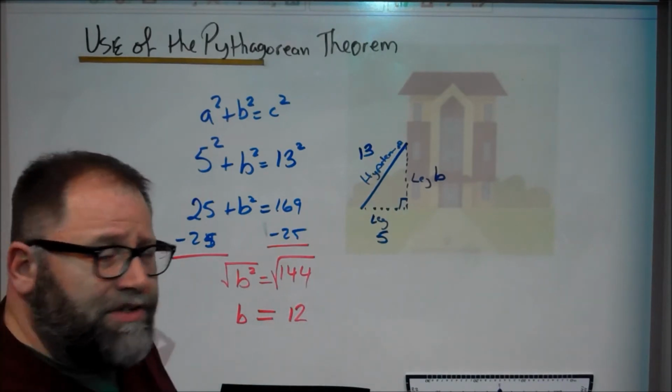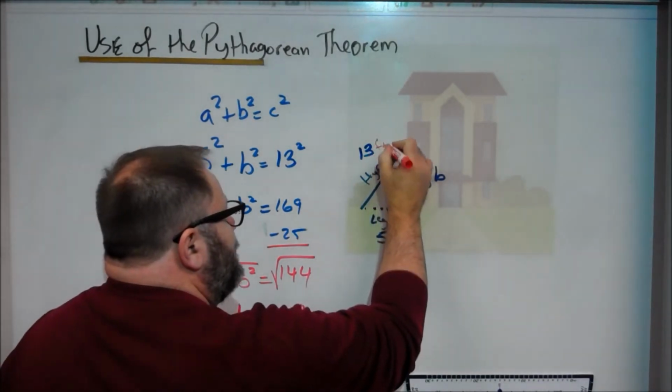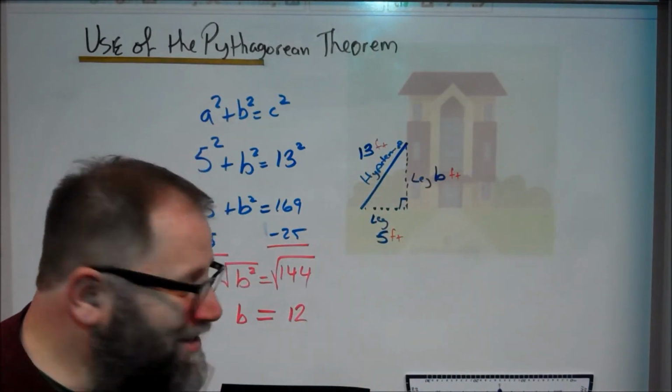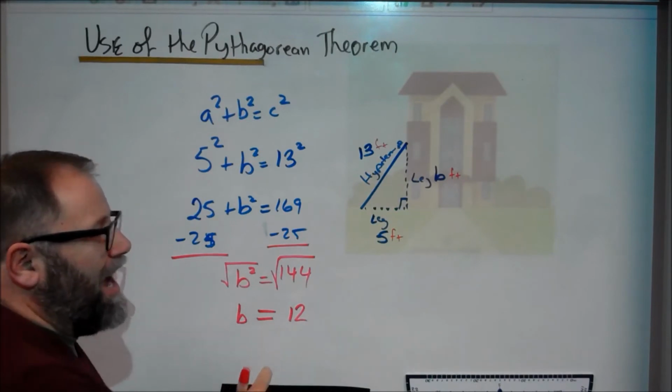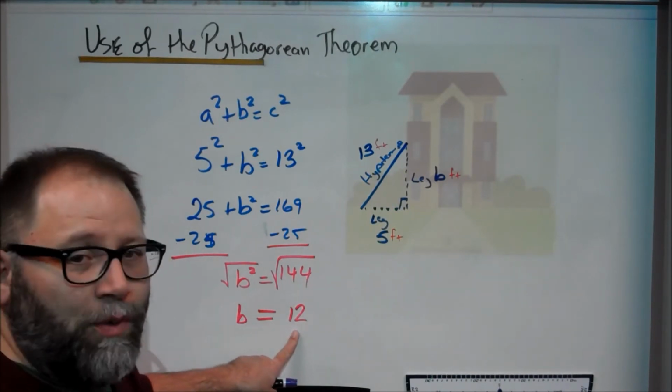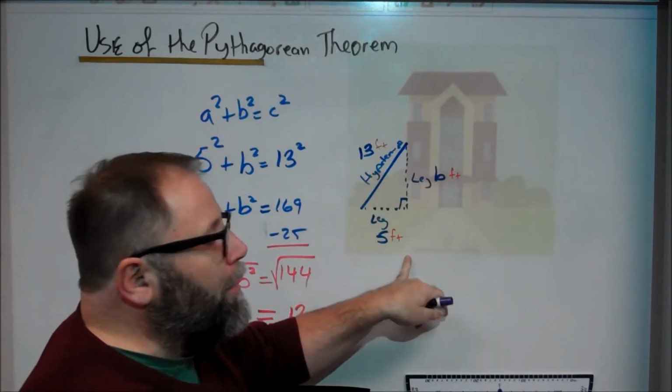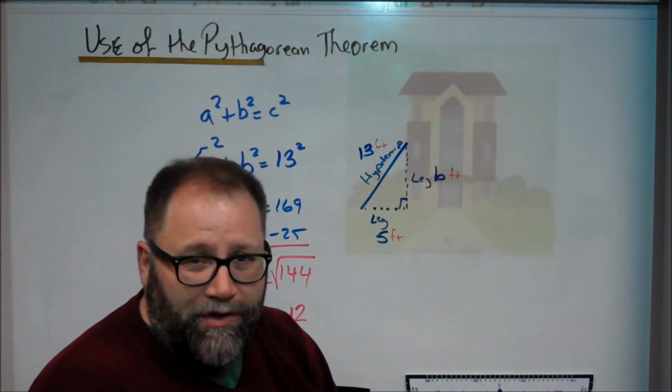I did not put any units on it, but if I did, let's say that's feet, b is 12 feet. Which means the height on the building is we can reach up to 12 feet on the building. So this is just using the Pythagorean theorem and putting it in the context of real-world situations.